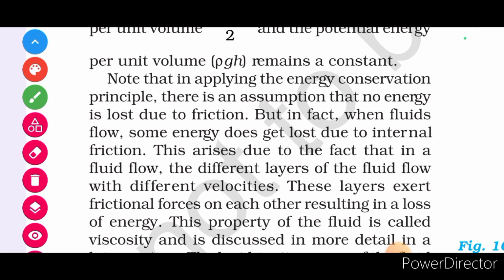Note that in applying the energy conservation principle, there is an assumption that no energy is lost to friction. Obviously, in a practical case, it will be lost. So this is for an ideal case. We are assuming there is no friction.